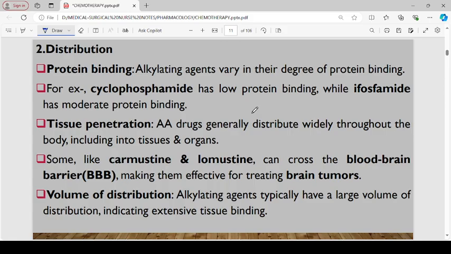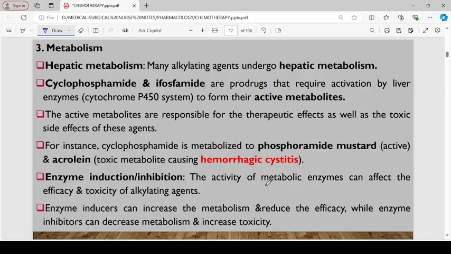So we have drugs like carmustine, lomustine. These drugs have the ability to cross the blood-brain barrier, and this makes them effective in the treatment of brain tumors, right? Alkylating agents typically have a large volume of distribution, and this indicates the extensive tissue binding ability. In metabolism, right, many alkylating agents normally undergo hepatic metabolism.